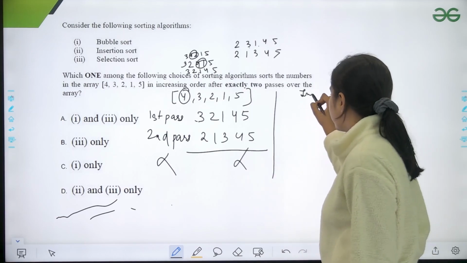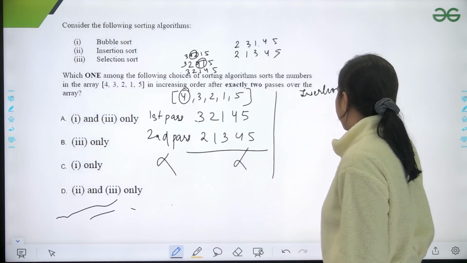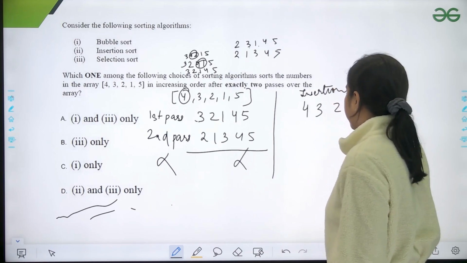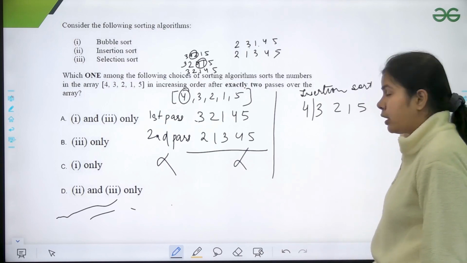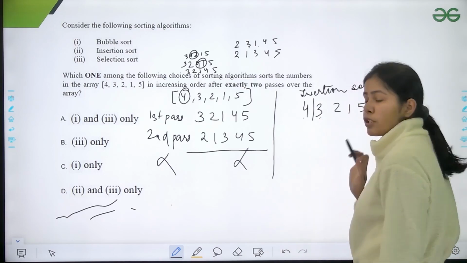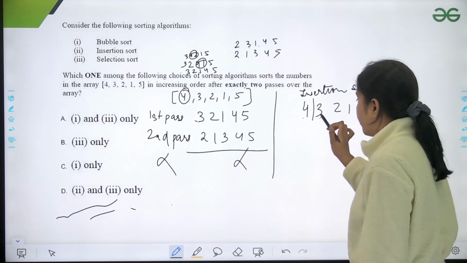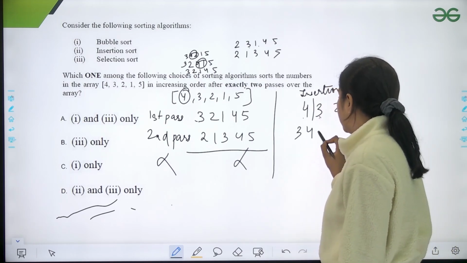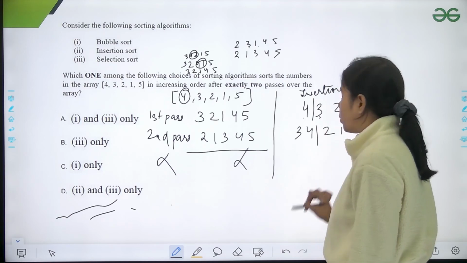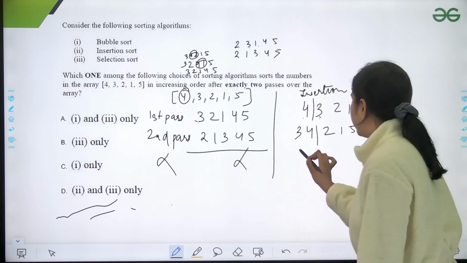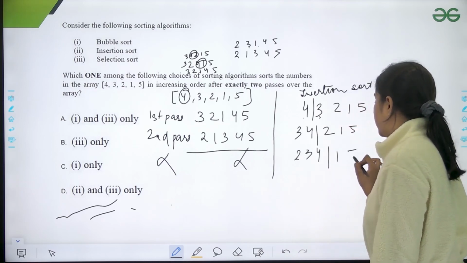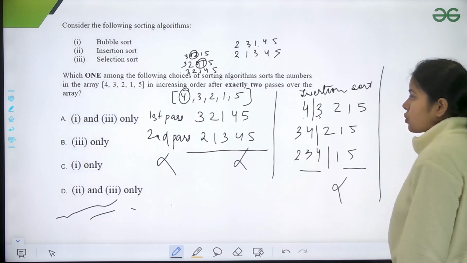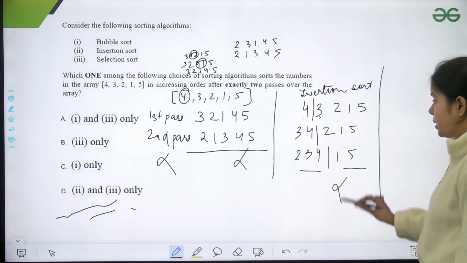Now in insertion sort, I'll see that 4, 3, 2, 1, 5. I'll divide it into 2 parts and I'll see that this 4, the first half, is sorted. Now I'll put this 3 at its correct position. So I'll check 3 and 4. 3 is smaller, so I'll write down 3, 4, 2, 1, 5. So this part is sorted. Now I'll check for 2. Again I'll put 2, 3, 4, 1, 5. This is sorted, but this is not sorted. In the second step, I'm not getting a sorted array. So insertion sort is not giving me a sorted array after 2 passes.